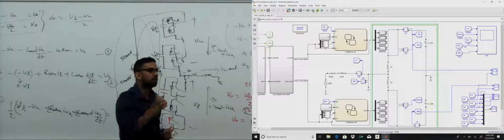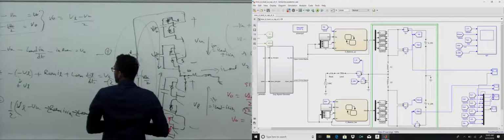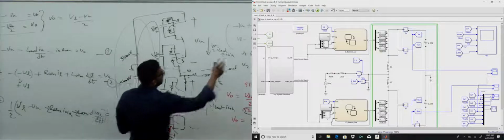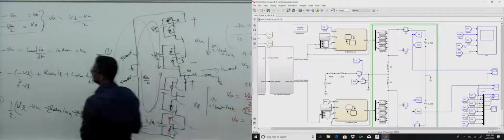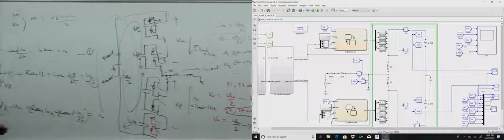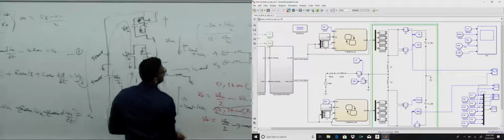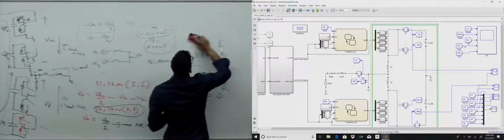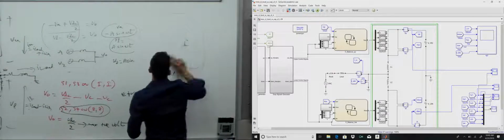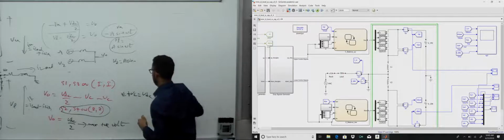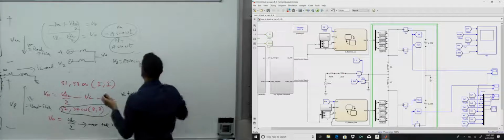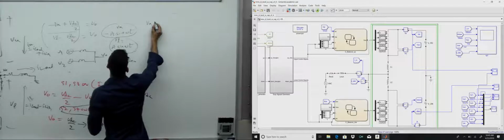So what will be the waveform of VU? What do you think? How will it be? I know this equation, right? Just think about this equation. If I draw the waveform of VU, how will it look like?